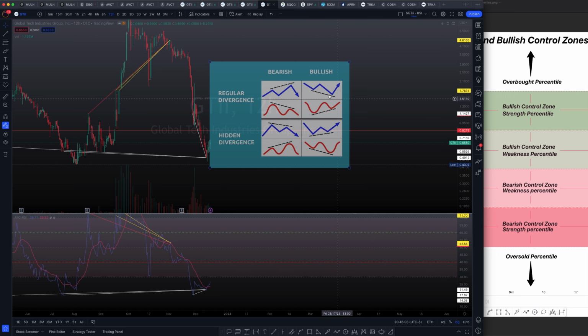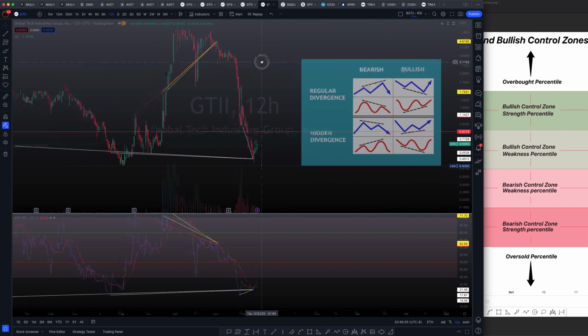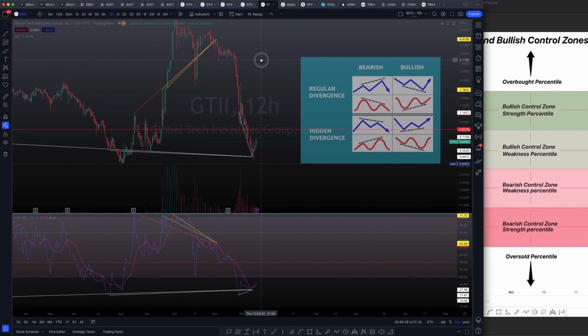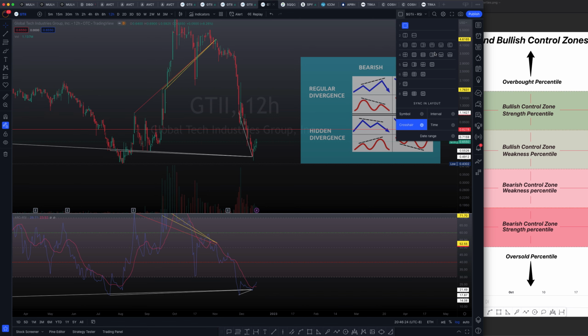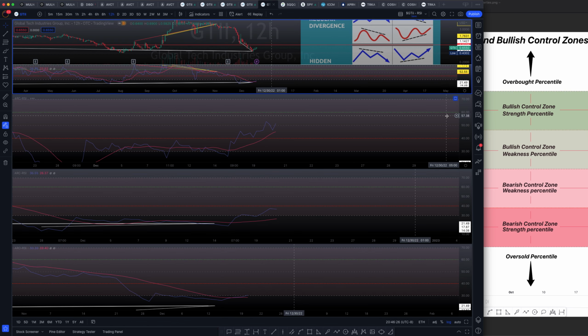Now, yes, the opposition of price action versus momentum. In this case, we are making a series of higher lows in the momentum, while price action is actually making lower lows. So this is what you're looking at as regular bullish divergence. This is looking good. Now let's open up a multi-pane so that we can finally end the session here.